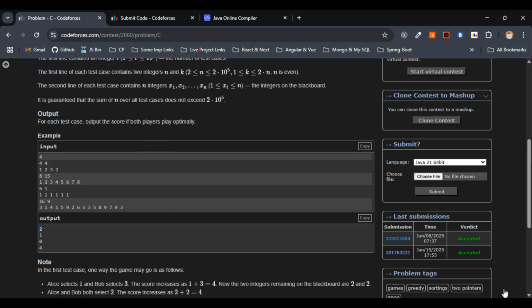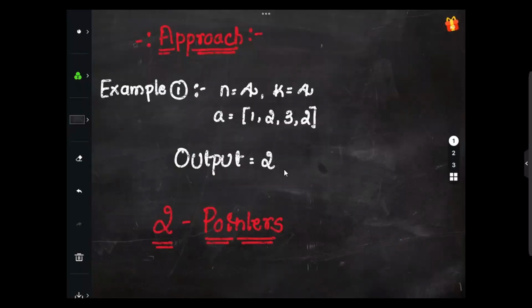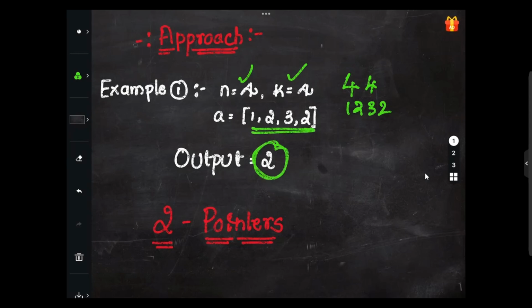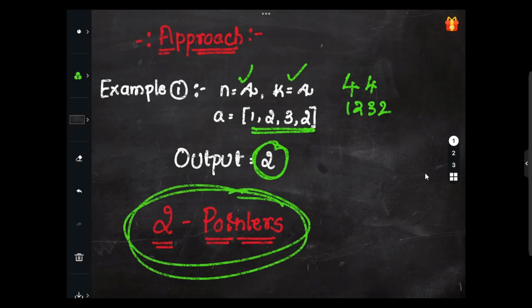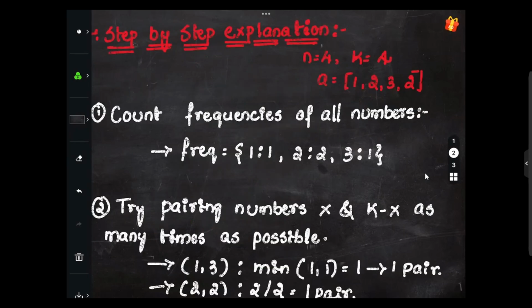First let's discuss the approach. So here we are considering the first input. As I've said earlier, N is 4, K is 4, and A is 1 2 3 2, so they were given in this way, right? The output that we need to get here is 2. One thing we have to keep in mind is we will be going with the 2 pointers approach. So I hope this part is clear.